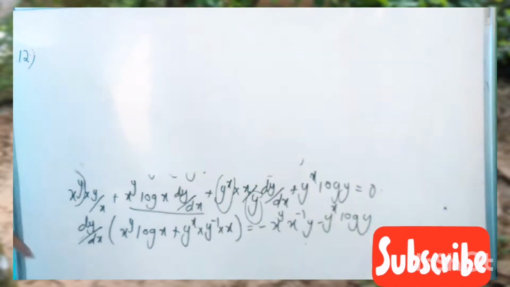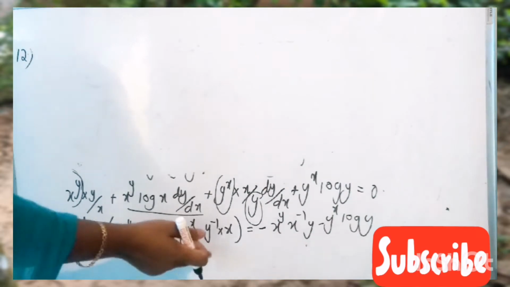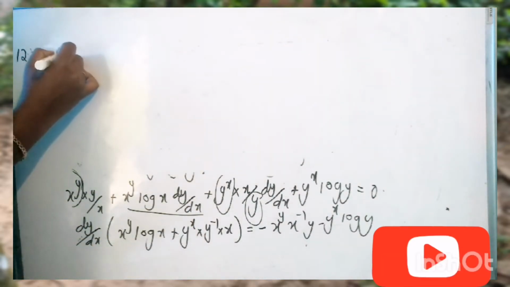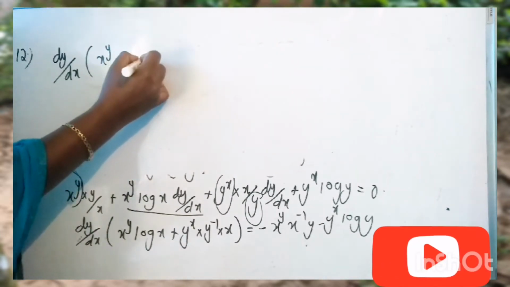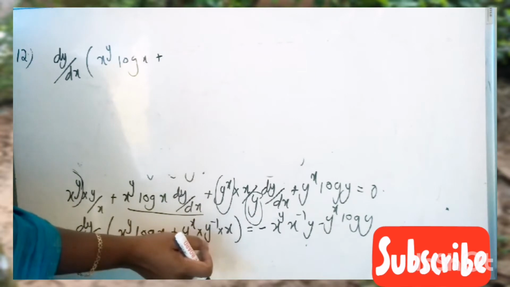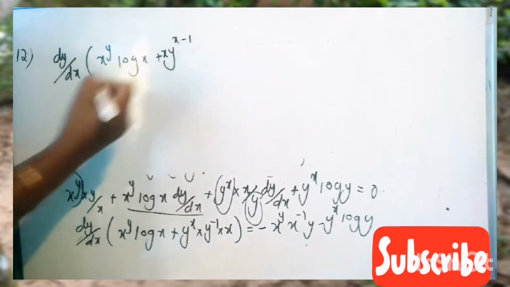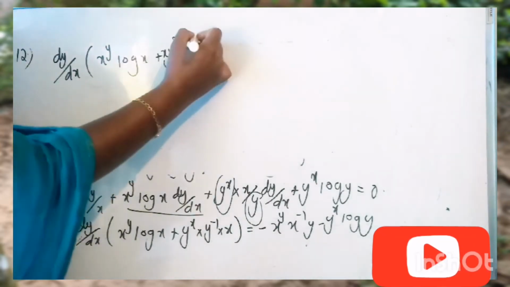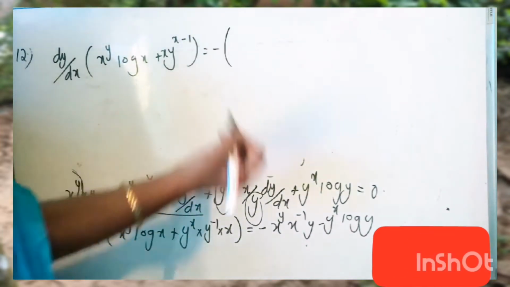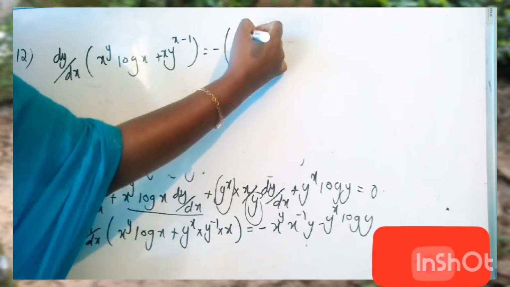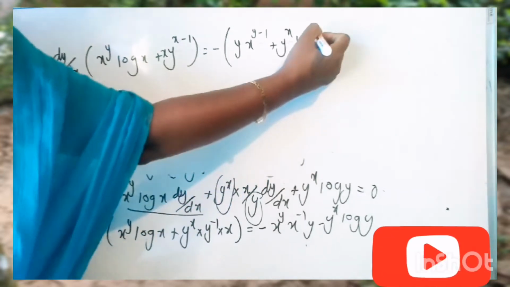Here we can apply that a raised to m into a raised to n is a raised to m plus n. That result we can apply here. So dy by dx into x raised to y log x plus y raised to x into y raised to minus 1, that we can write as y raised to x minus 1. So that is x into y raised to x minus 1 equal to, here also we can apply that same result, minus take it common, and we will have y into x raised to y minus 1 plus y raised to x into log y.